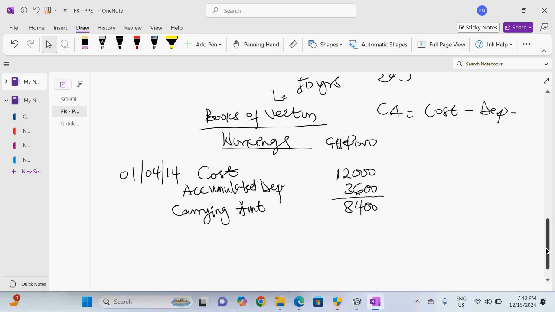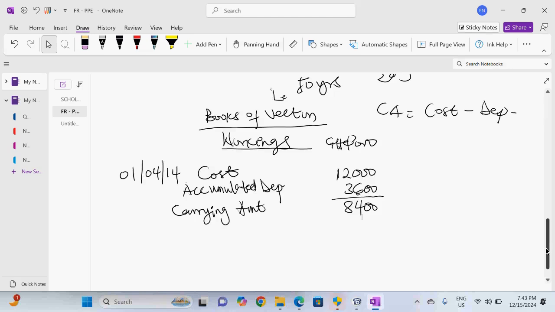When was the revaluation done? So we compare this amount to the revaluation amount to determine whether we are making a revaluation surplus or a revaluation loss. On 1st October 2014, following a sustained increase in property prices, Vecton revalued its property to 10.8 million.